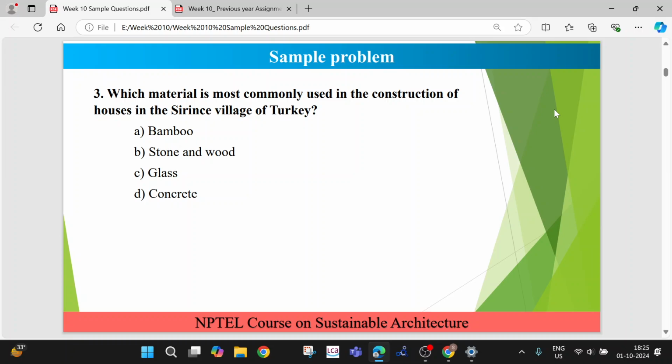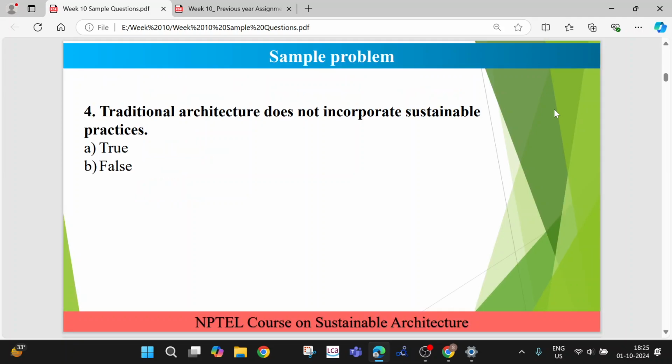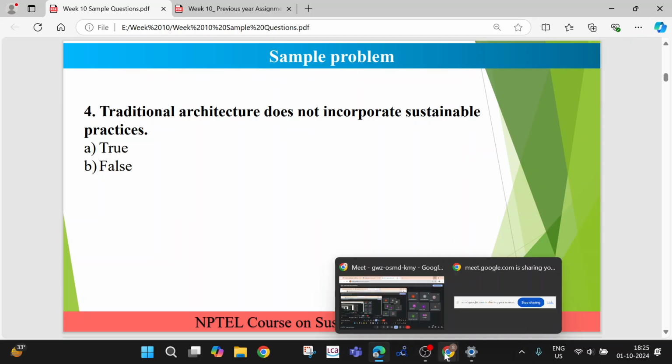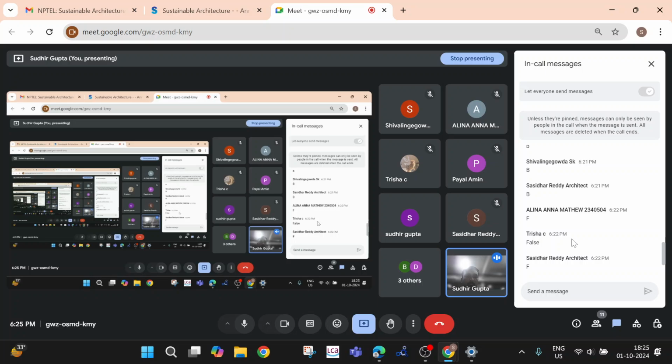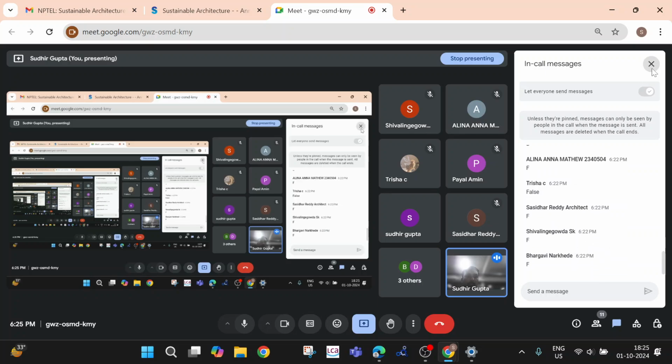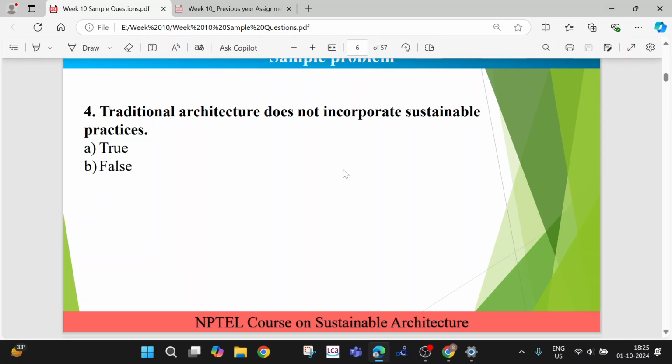Yes, sir. Okay, so here's the fourth question then. Traditional architecture does not incorporate sustainable practices. Is it true or false? So I think this can be easily answered based on your understanding of traditional architecture, or vernacular architecture, you can say, and all of you should answer correctly. So none of you have answered true. All of you are going in the right direction, and false is the right answer for this question.